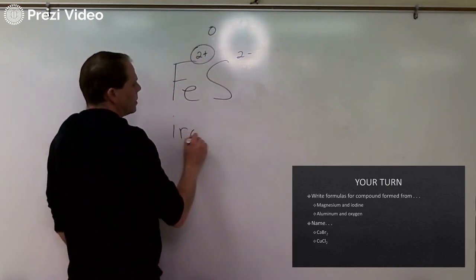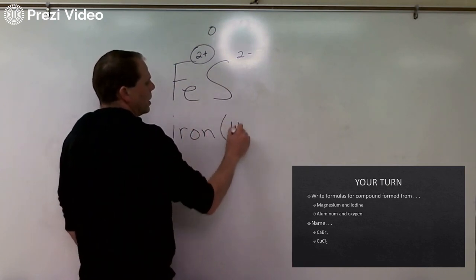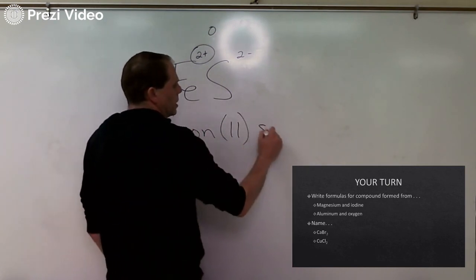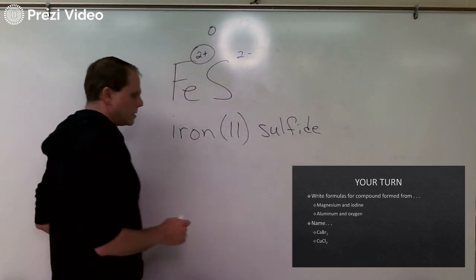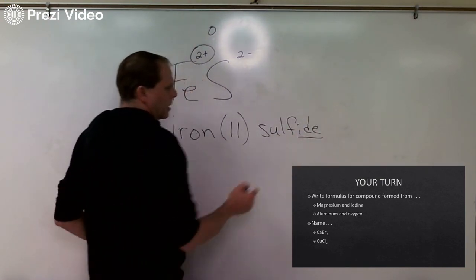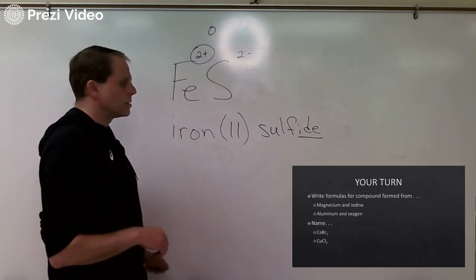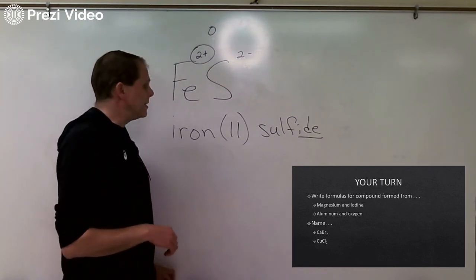And so if I were writing the name, I would do iron, and I would put Roman numeral 2, and then I would do sulfide. Okay? Again, the anion is going to have an -ide ending. So you're going to take the sulfur, and you're going to change it and give it an -ide ending.